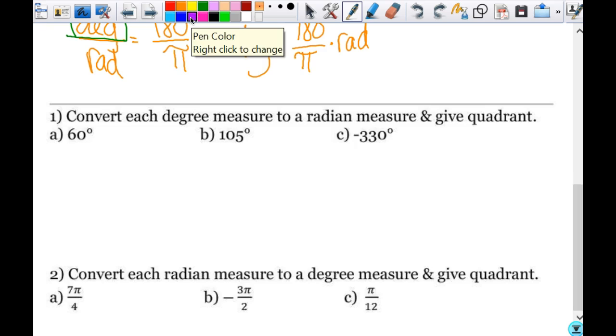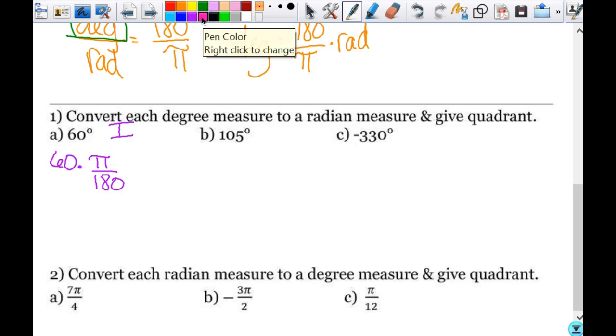So we can give the quadrant first, right? If it's a 60-degree angle, what quadrant's it in? 1. So we're in quadrant 1. So I'm going to take 60. I'm supposed to multiply it by, is it pi over 180 or 180 over pi, if I'm going from degrees to radians? Pi over 180. If you're going from degrees to radians, the radians have to be in the numerator. So it's pi over 180.